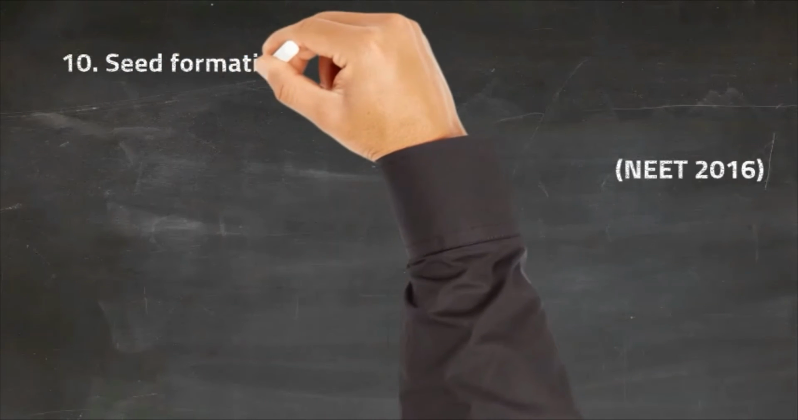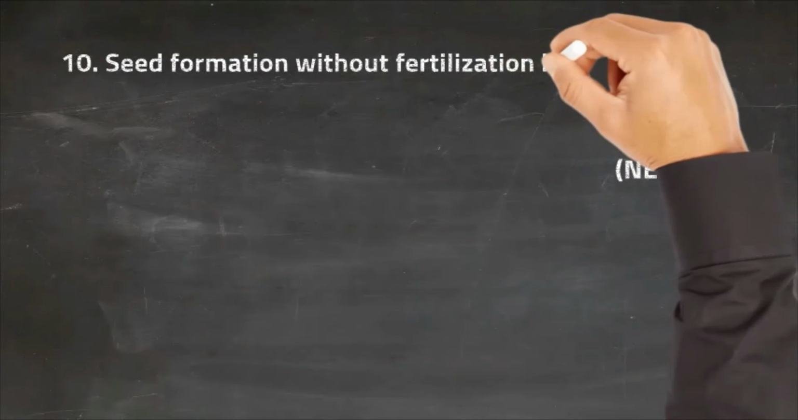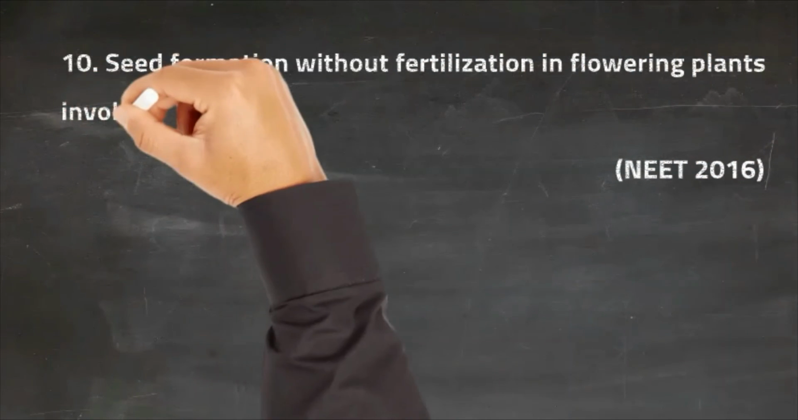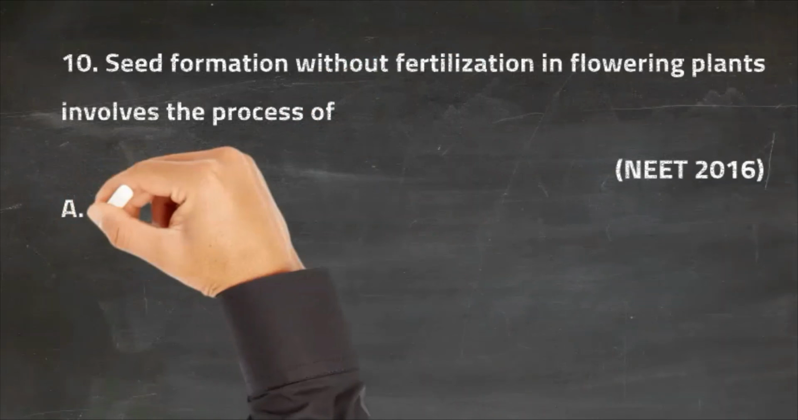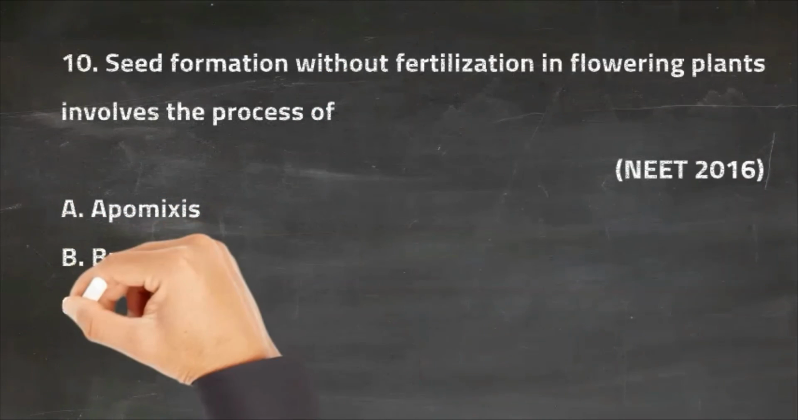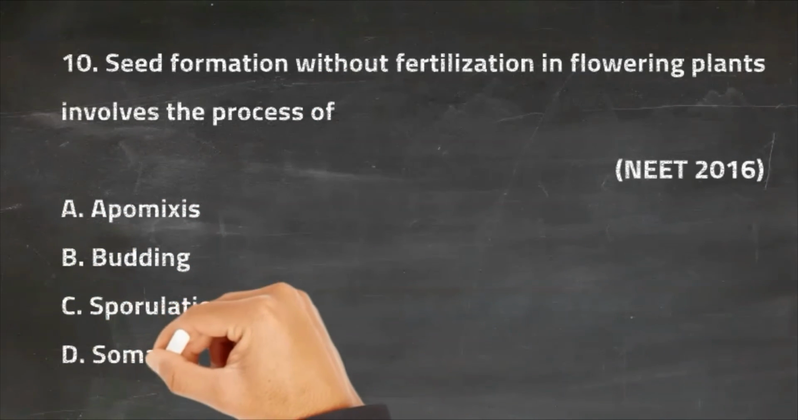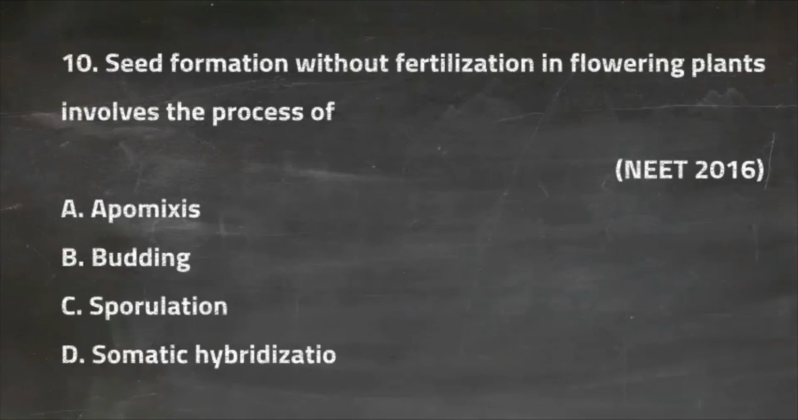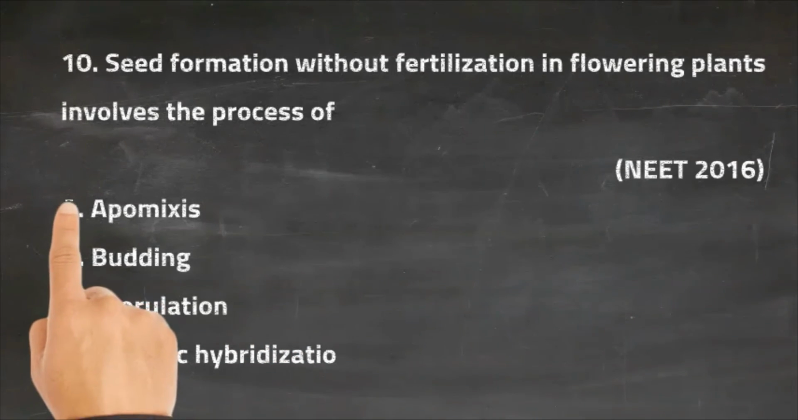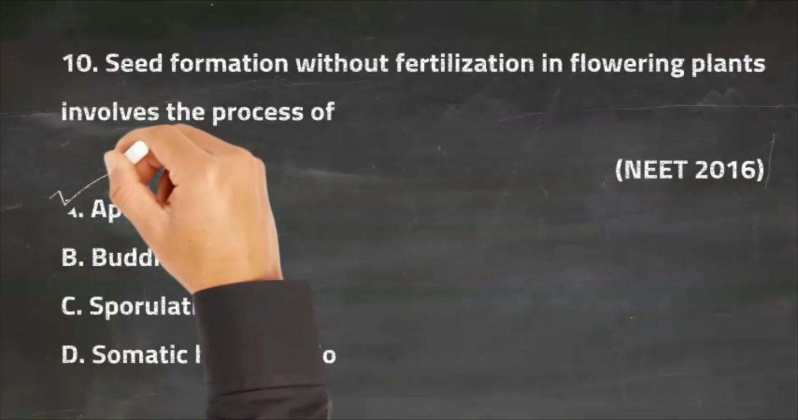So the last question for this lecture 2 is, seed formation without fertilization in flowering plants involves the process of. Option A is apomixis, option B is budding, option C is sporulation, and option D is somatic hybridization. So the right answer for this question is option A, and that is apomixis.